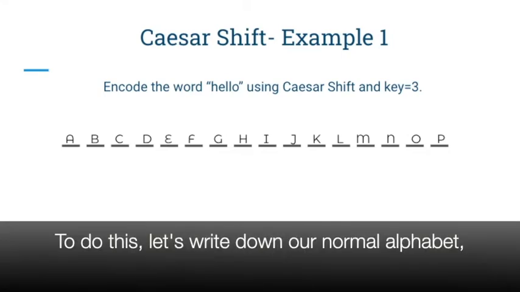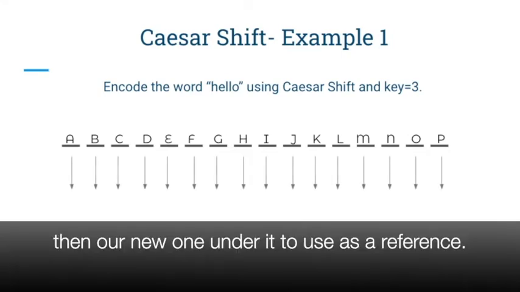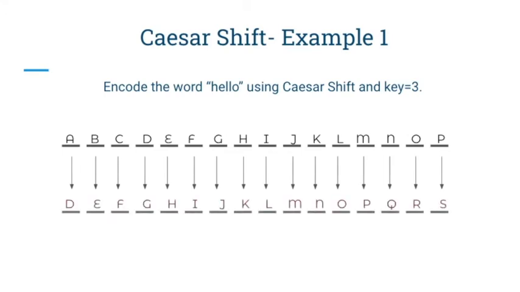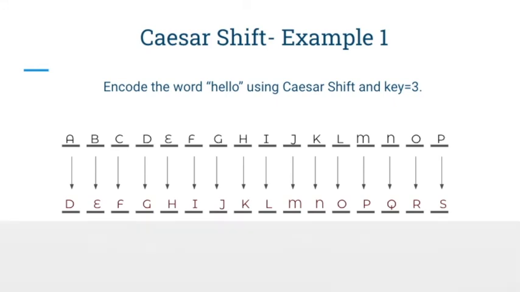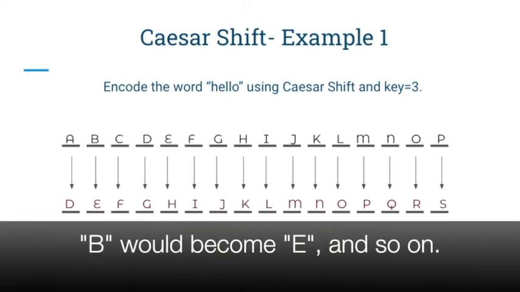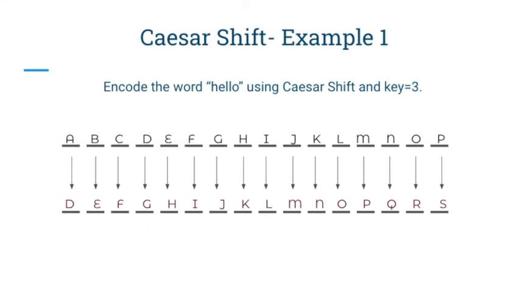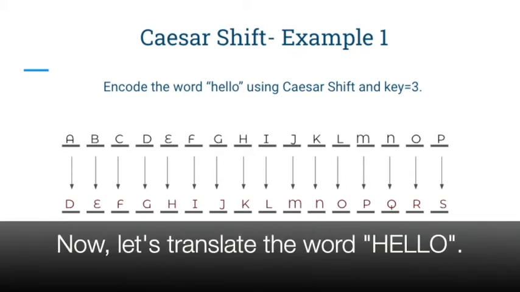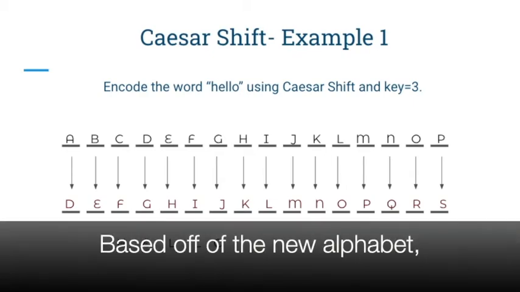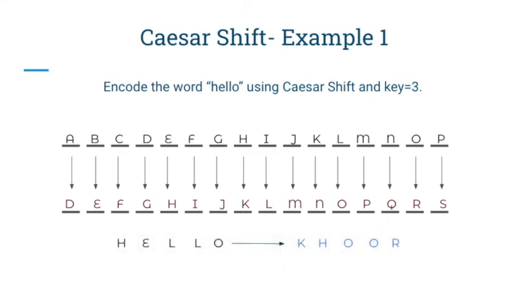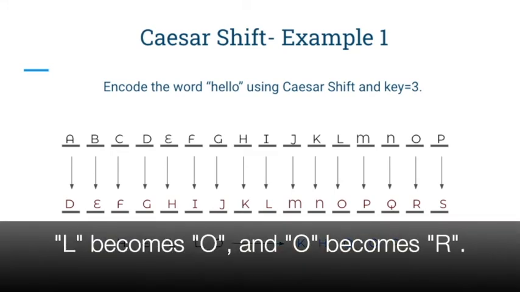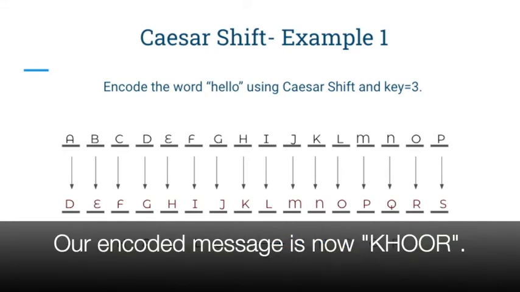To do this, let's write down our normal alphabet, then our new one under it to use as a reference. So in this case, A would become D, B would become E, and so on. Now, let's translate the word hello. Based off the new alphabet, H would become K, E becomes H, L becomes O, and O becomes R. So our encoded message is now KHOOR.